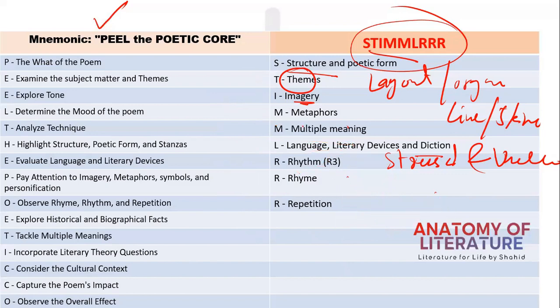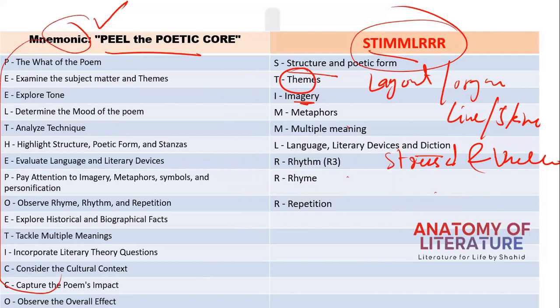And the second step and the alternate step is another mnemonic device, Peel the Poetic Core. It's quite extensive, and I have chosen this one for my today's lecture. I'll be explaining how I'll be looking at a poem for explanation purpose. So it's the user's choice, the candidate's choice or the viewer's choice to opt for any of these techniques and adopt it in a classroom atmosphere.